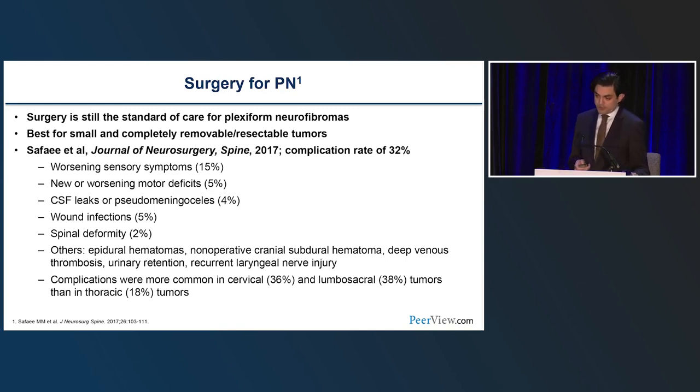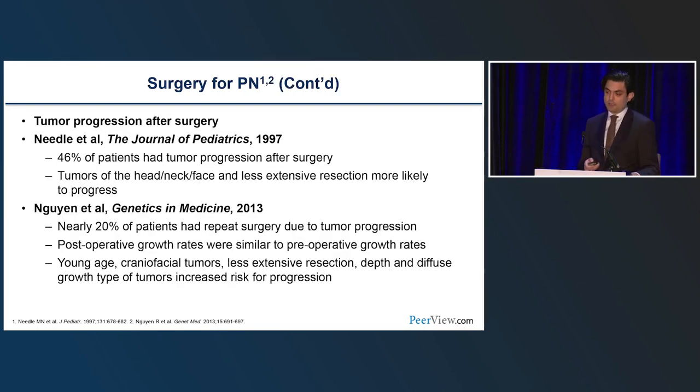There are, of course, complications associated with surgery, and this paper by Safi et al. cited a 32% rate of complications, and you see the list of all the potential problems depending on, again, where the tumors are located, whether they're close to the central nervous system or not, which brings a different level of complication. There is also the potential for progression after surgery, even after gross total resection, but of course that's much more common if residual tumor was left behind, which is often the case.